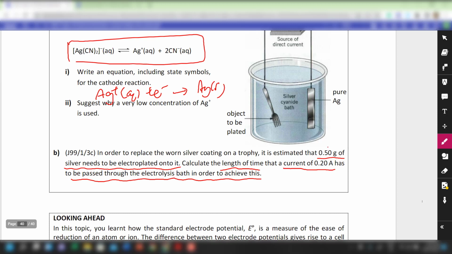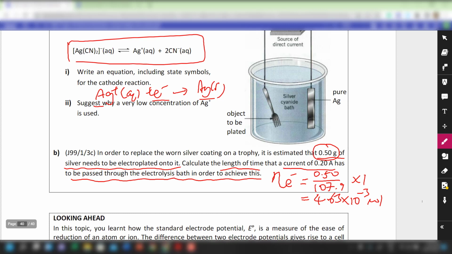So first of all, we have 0.5 grams of silver. Yeah, so again, we know that silver plus and silver solid are 1:1 in terms of stoichiometric relationship. So therefore, the number of moles of electrons transferred equals 0.50 divided by 107.9, multiplied by 1. Okay, so that will be 4.63 times 10 to the power of -3 moles.